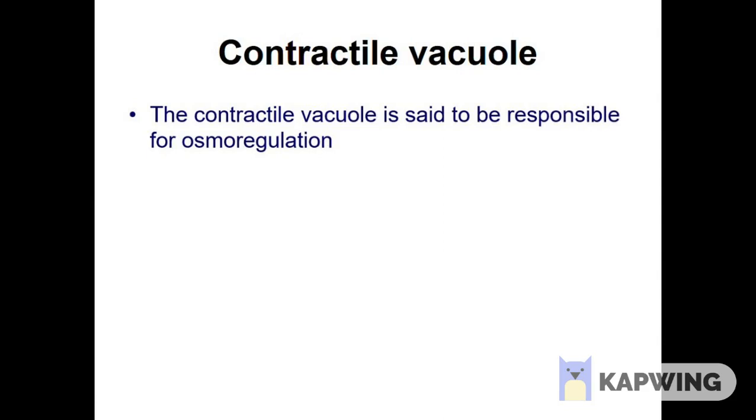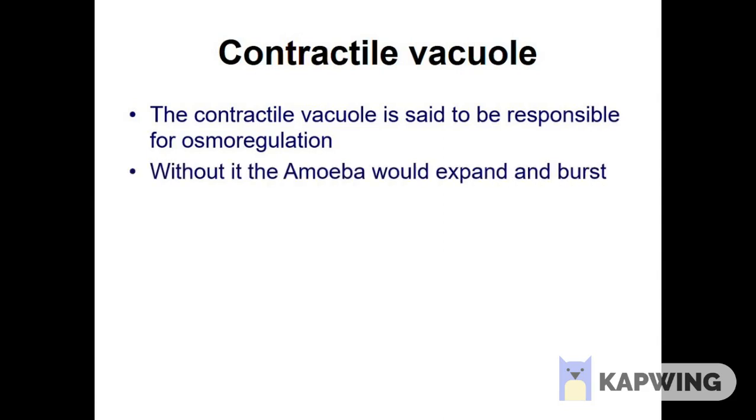Okay, so basically this is what it is. The contractile vacuole is said to be responsible for osmoregulation. Without it, the amoeba will expand and burst. Okay, so I think this will help you understand more about amoeba.